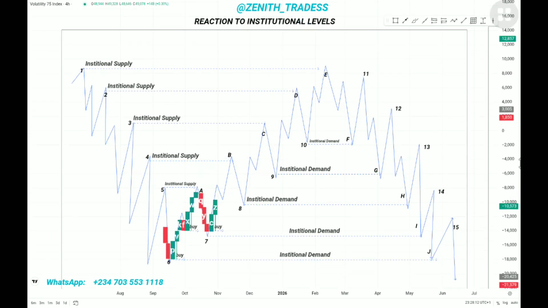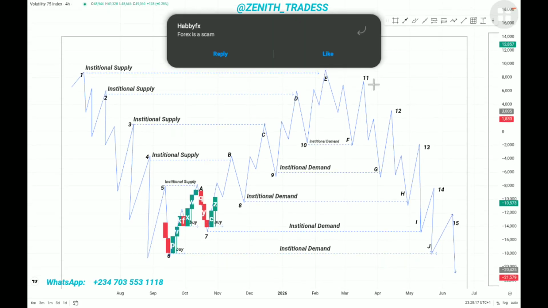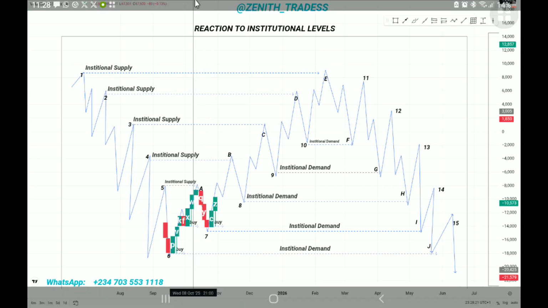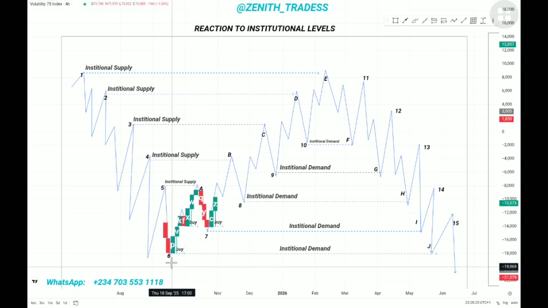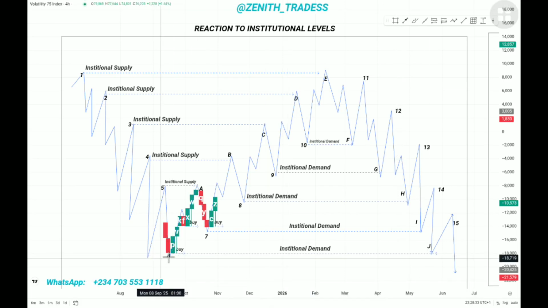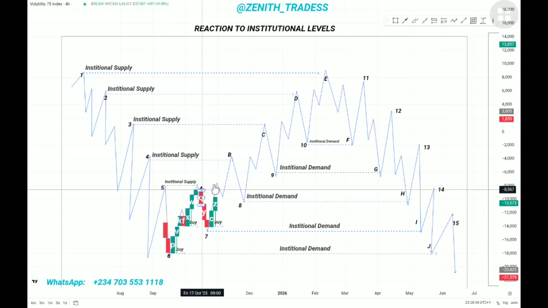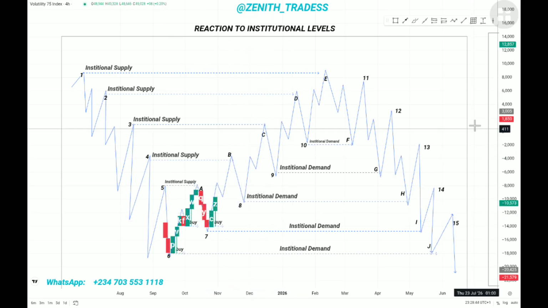So what we want to take notice of here is how they react to institutional levels. Price moves from structure 6 here to A. 6 to A is an impulsive move, A to 7 is a corrective move. 6 to A impulsive, A to 7 corrective, 7 to B impulsive, B to 8 corrective. We already know this, there's no need for us to waste time.